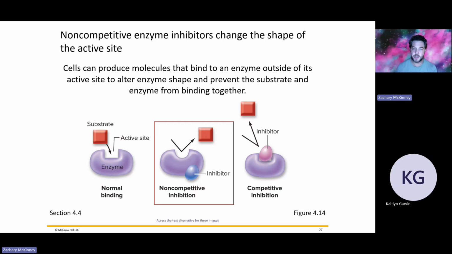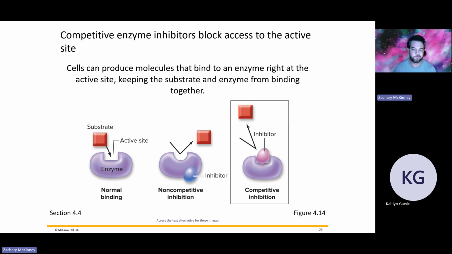So non-competitive inhibition does not bind to the active site, does not matter how much substrate is there. It will just keep binding until it gets broken down, because everything gets broken down eventually. That's why you have to constantly take medicines, or keep taking medicines on a regular basis as prescribed by your doctor. Competitive inhibition, then, so the other kind, it's competing for the active site. It's competing with the substrate.